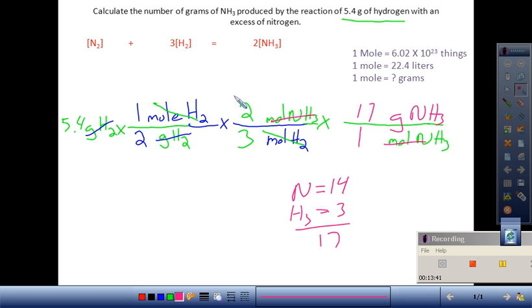Now I just have to multiply it all across. So everything on top gets multiplied by everything on the bottom. Okay, 5 times 2 times 17 divided by 2 times 3. And if we multiply all of that out, we get a final answer of 31. Alright, I'm going to stop the video. That's the end of part 1.